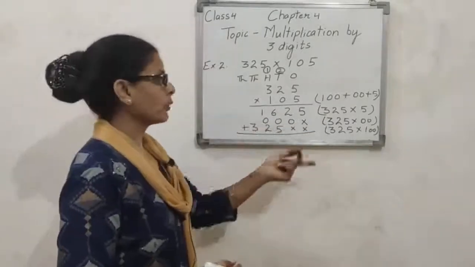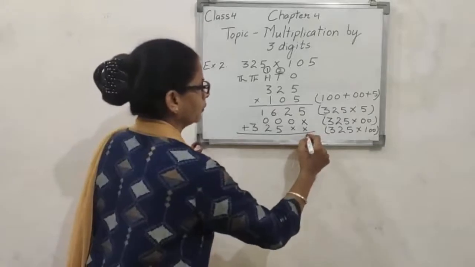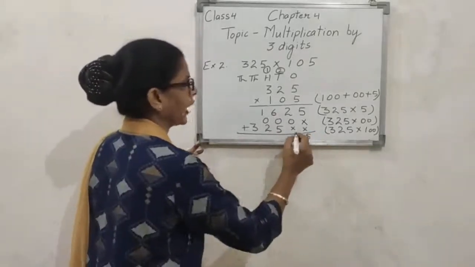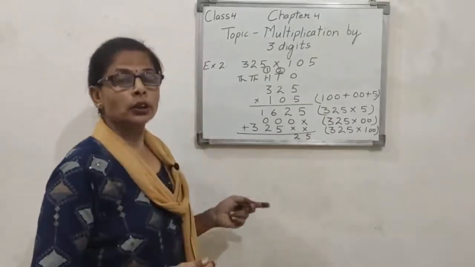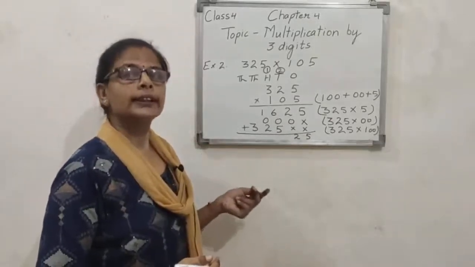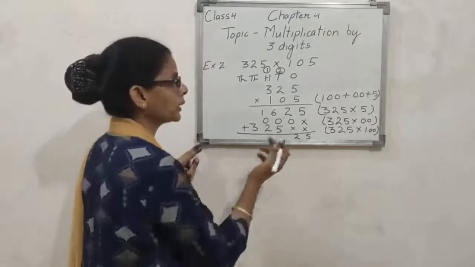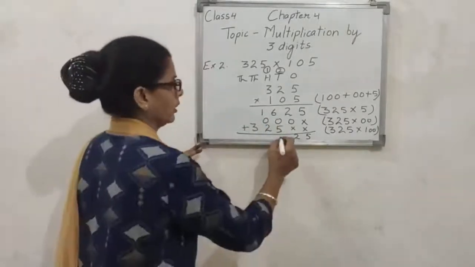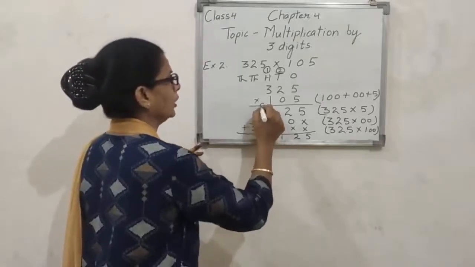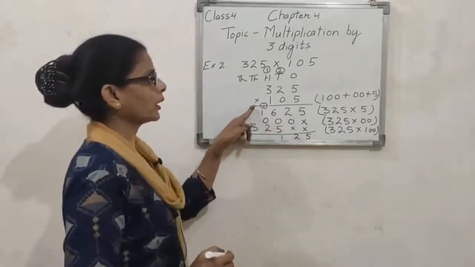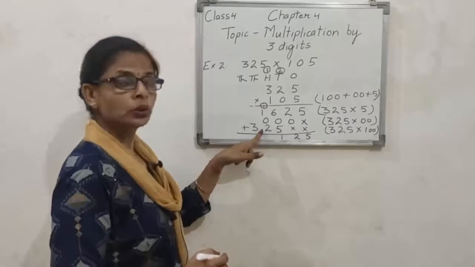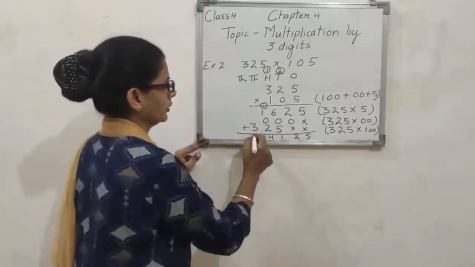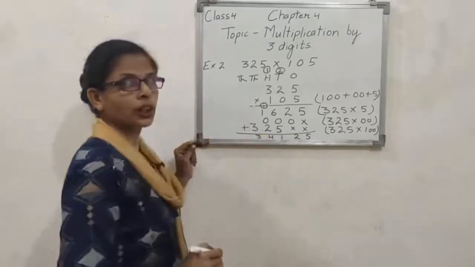5 plus 0, or 5 plus cross, is 5 only. 2 plus 0, 2 only. If we add 0 to any number, we get the same number only. So 2 plus 0 is 2 only. 6 plus 5 is 11. 1 will be carried on the 1000 place. 1 and 1, 2. 2 plus 2, 4. And 3 comes on the 10,000 place.